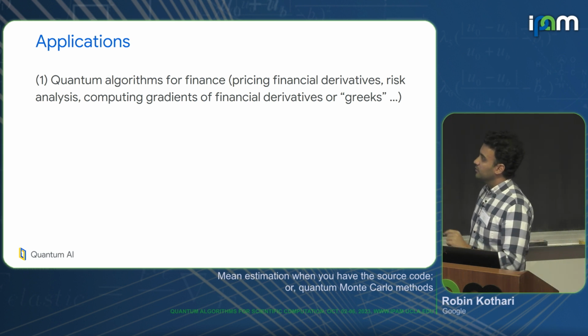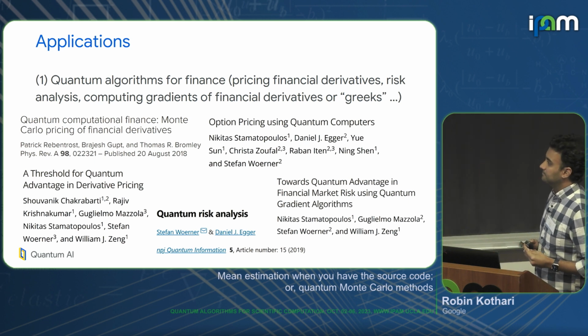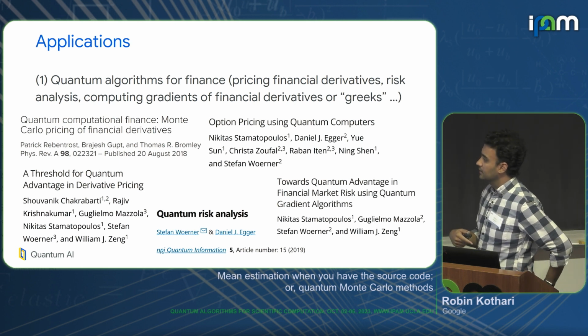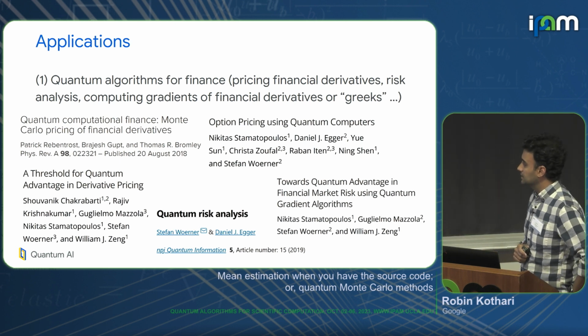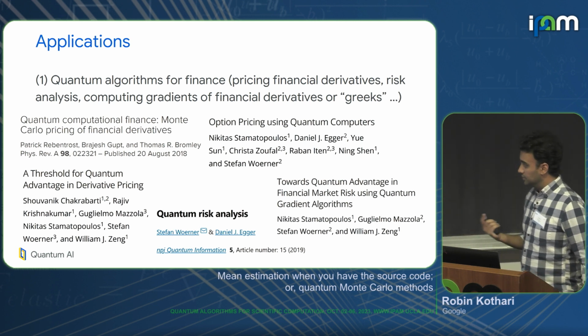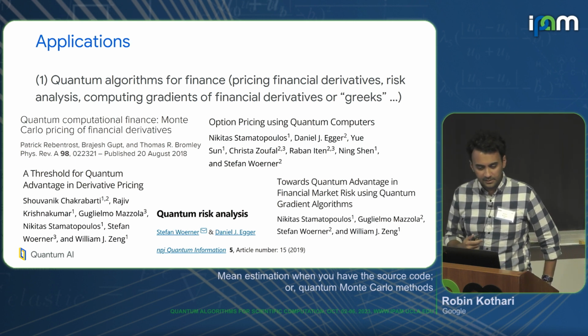And there's a bunch of papers trying to do this in the quantum world. Here are just some random papers that I found. These were all written before our paper, so they all use older methods of quantum Monte Carlo mean estimation. I think you could go into any of these papers and use our methods, and you should get a speedup. So that's one reason why you might care, if you care about this application.